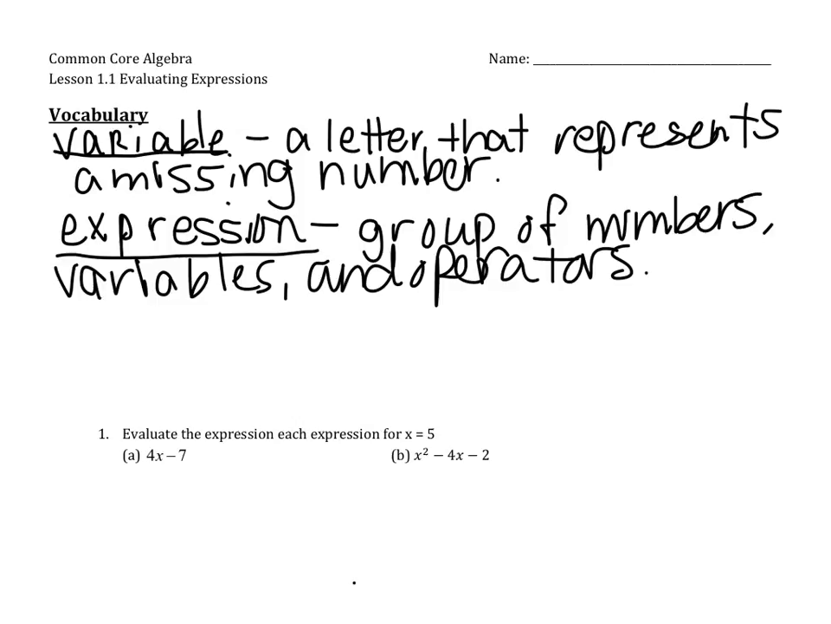A simple example would be something like 5x plus 7. It's not set equal to anything. It's one half of an equation, either the left side or the right side. This one has a couple of numbers. It has a variable, and it also has an operator.